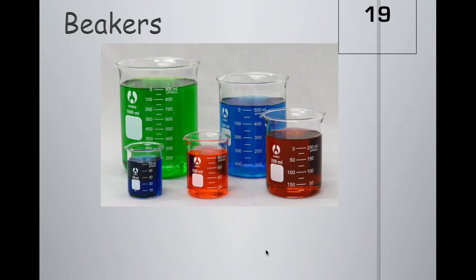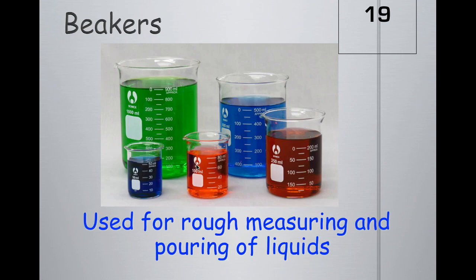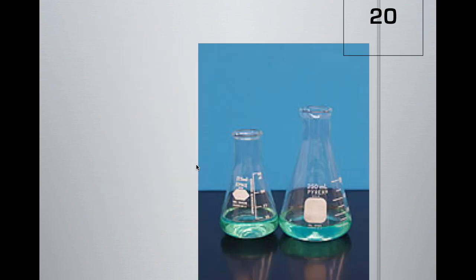These glass items are called beakers, and there's various sizes, everything from small, 50 milliliters, all the way to 1,000 milliliters. And these are used for rough measuring and pouring of liquids.